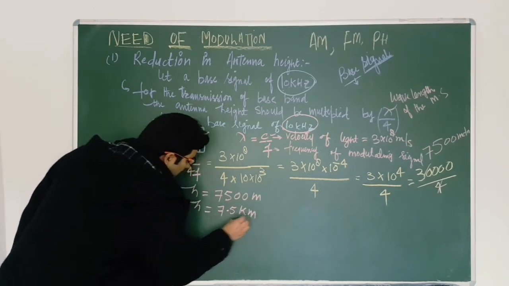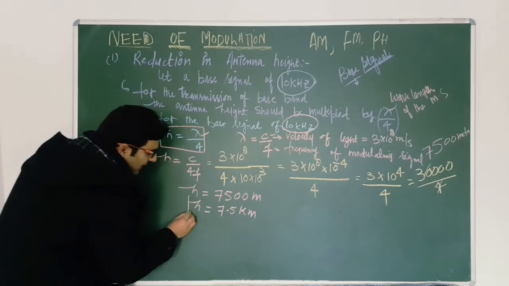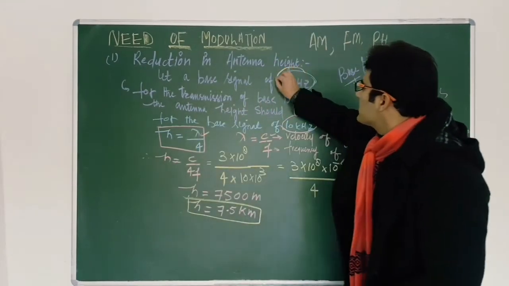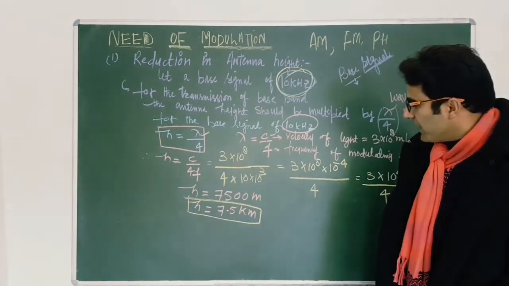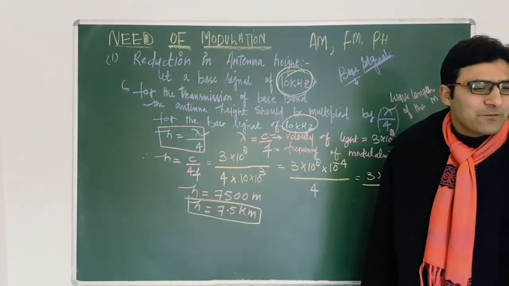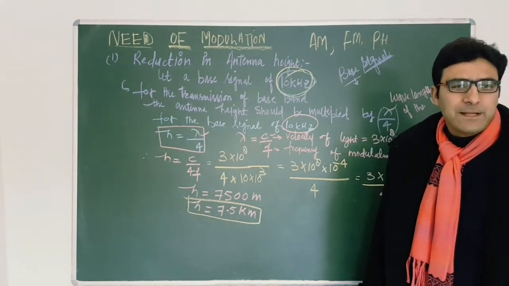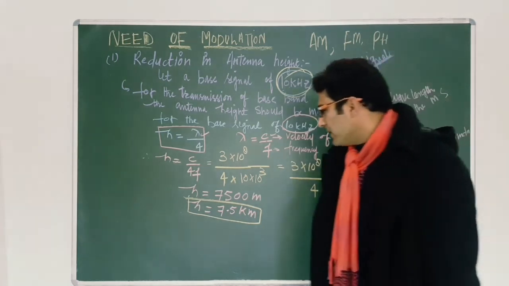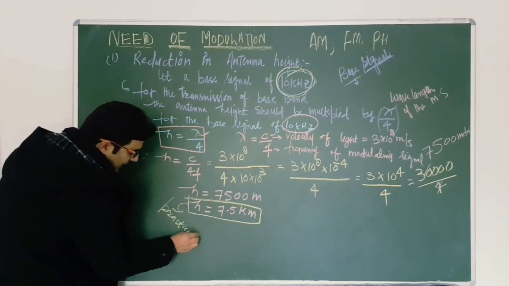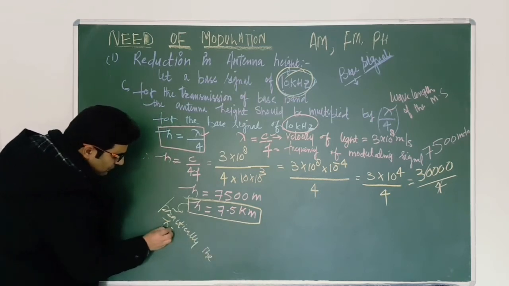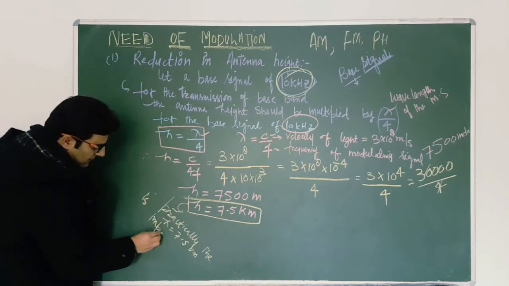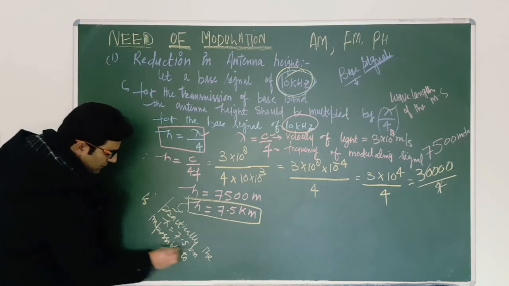7.5 kilometers. Just see the amazing thing here: in order to transmit a radio signal of 10 kilohertz, we need an antenna height of 7.5 kilometers. Can you imagine how big this 7.5 kilometer antenna is? Can we install it? No. Practically, a height h equal to 7.5 kilometers is impossible to design.